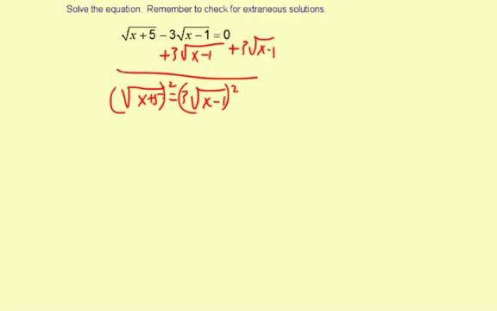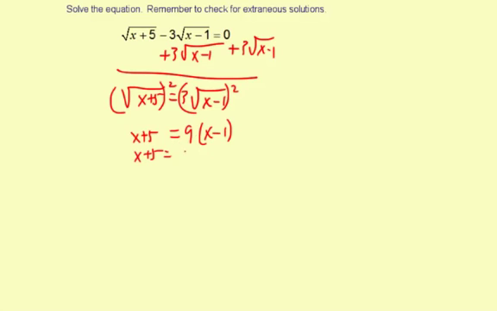So the square root of x plus 5 squared is just x plus 5. And then equals, and the 3 squared is 9. And then the square root of x minus 1 squared is x minus 1. So x minus 1 goes here. Now this looks just like a linear equation. It should be pretty easy to solve.